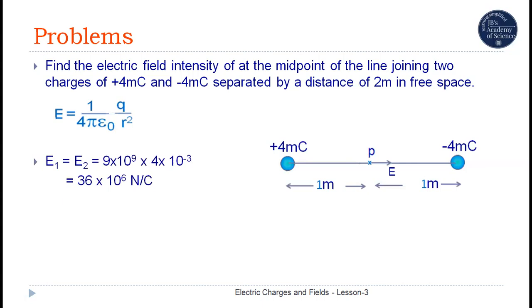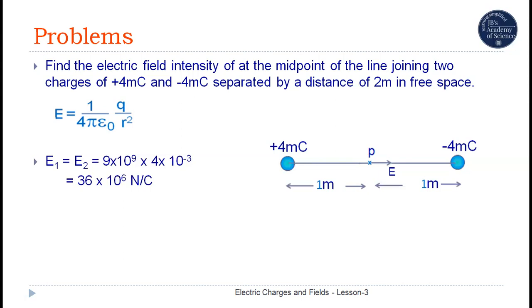Now, if E1 and E2 are the electric fields produced by each charge, plus 4 millicoulomb and minus 4 millicoulomb, at P, E1 is equal to E2 here because the magnitude of the charges is the same and the distance of the point from the two charges is the same. Therefore, E1 is equal to E2 is equal to 9 into 10 to the power of 9 into 4 into 10 to the power of minus 3, that is 36 into 10 to the power of 6 Newton per Coulomb.